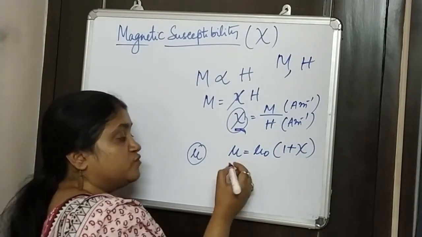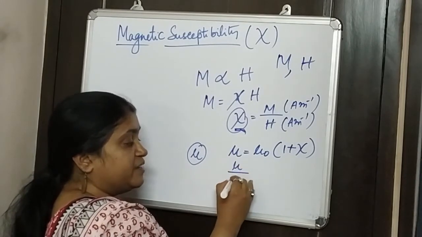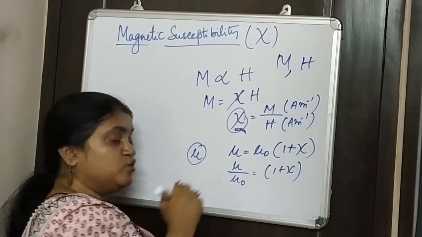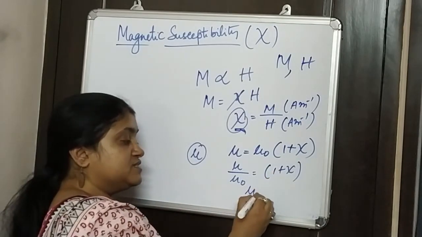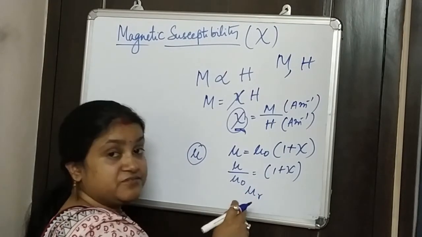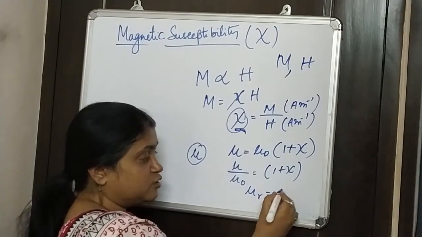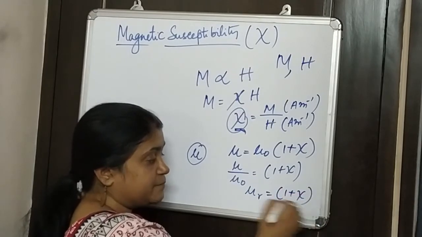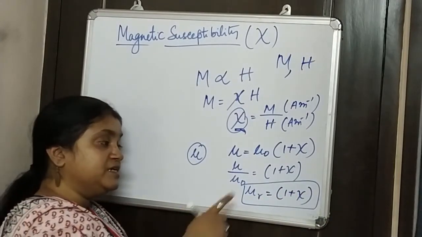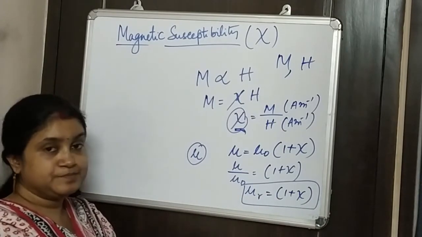So we can write mu by mu naught is 1 plus chi, and mu by mu naught, we know, is the relative permeability, which is equal to 1 plus chi. So this is the relation between the permeability and the susceptibility.